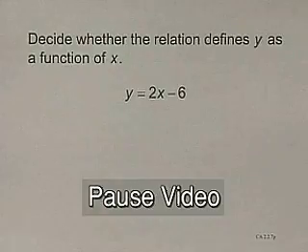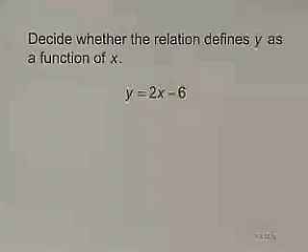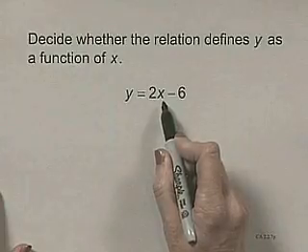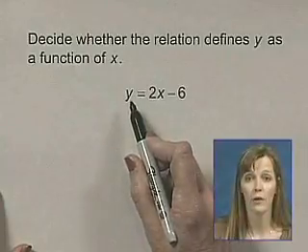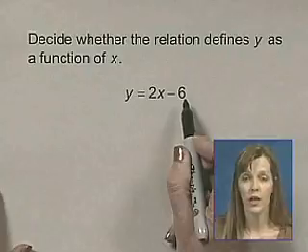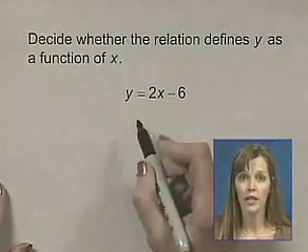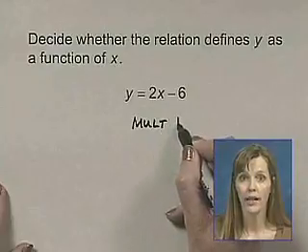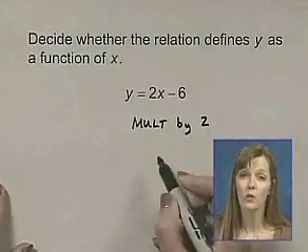Now, let's look at the problem together. Remember that the criteria is that for any particular x value, there would end up being one and only one y value. Let's look at what this equation asks us to do to x. The first thing is we take the value of x and we're going to multiply by 2. How many results will you end up getting?